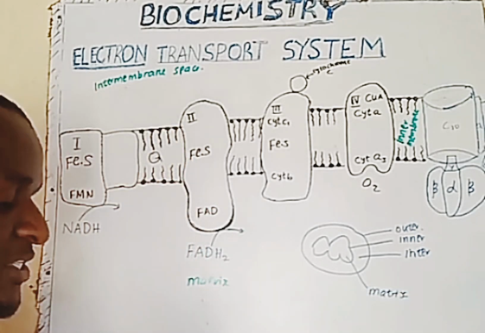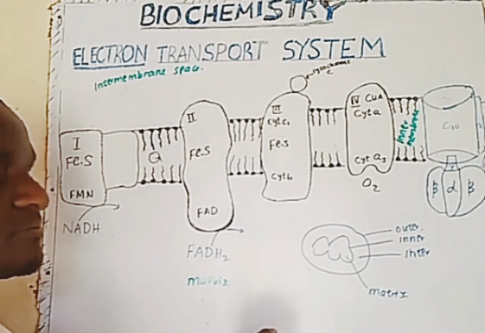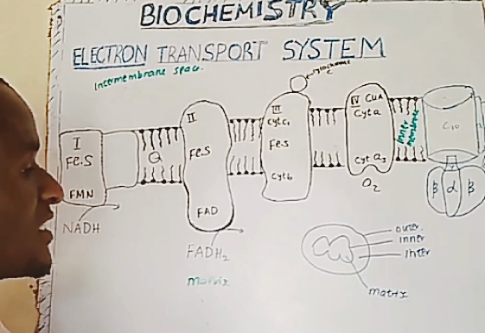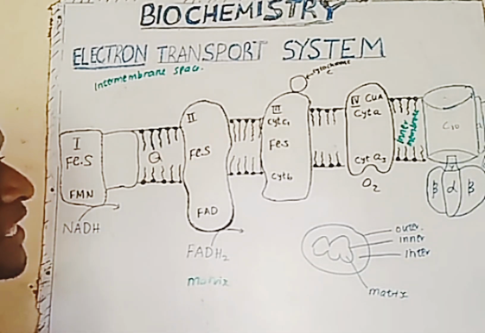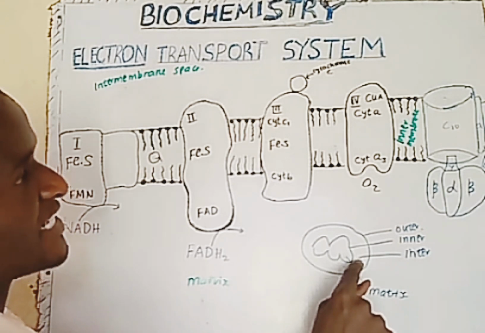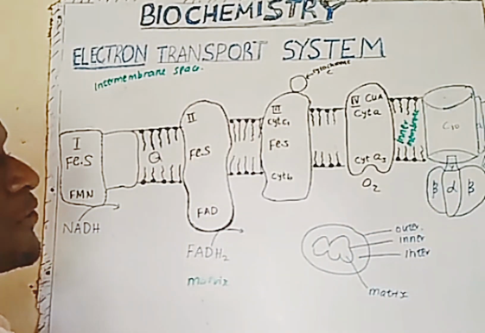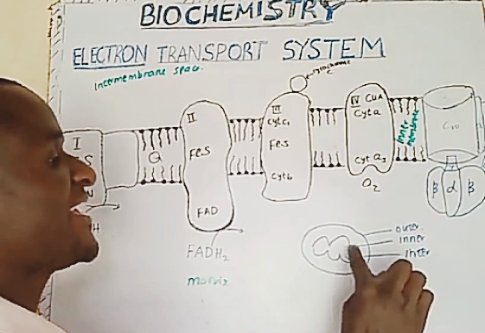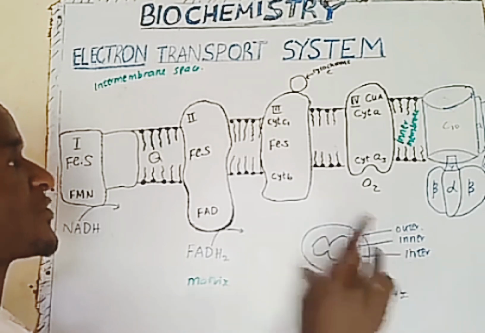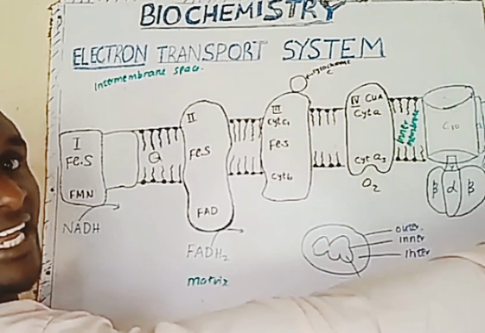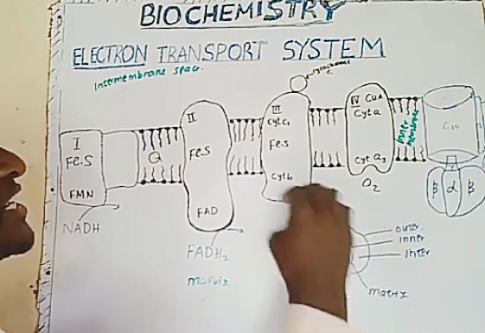I would like us to use the mitochondrion to explain what I have just drawn here. The matrix corresponds to this particular space down here. Then we have the intermembrane space, which is here. Then we also have the inner membrane. So the inner membrane is highly folded to form what we call cristae. So what I have drawn here is the inner membrane of a mitochondrion. Then we have the outer membrane, which is up there.